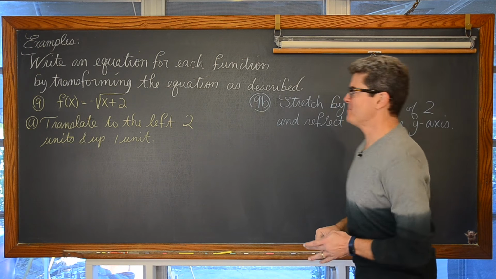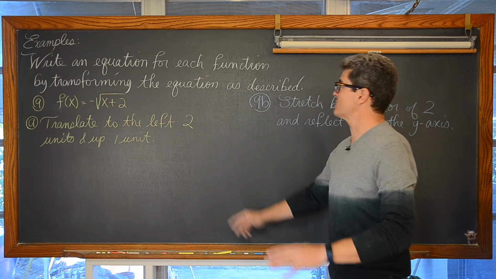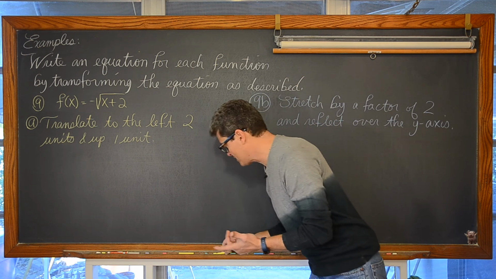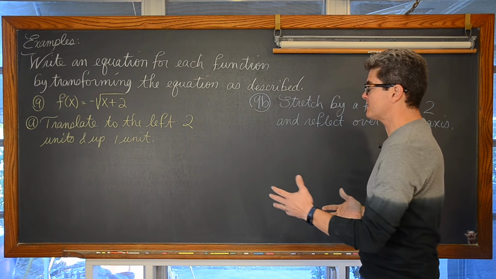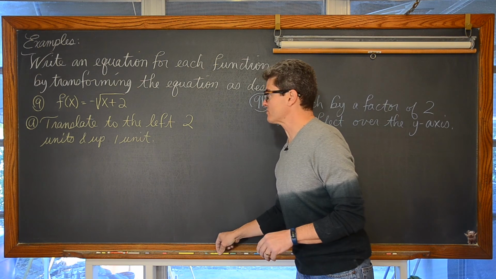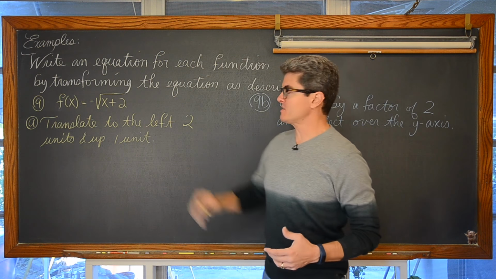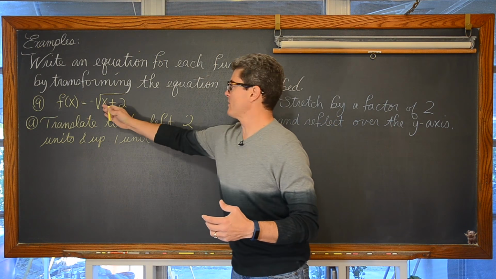And for our last 2 examples, we're going to be writing the equation of each function by transforming the equation as described. We're not sketching based on transformations. We're not trying to pull those transformations out of a given function. We're trying to come up with a new equation. So we have f of x, which is negative square root of x plus 2.